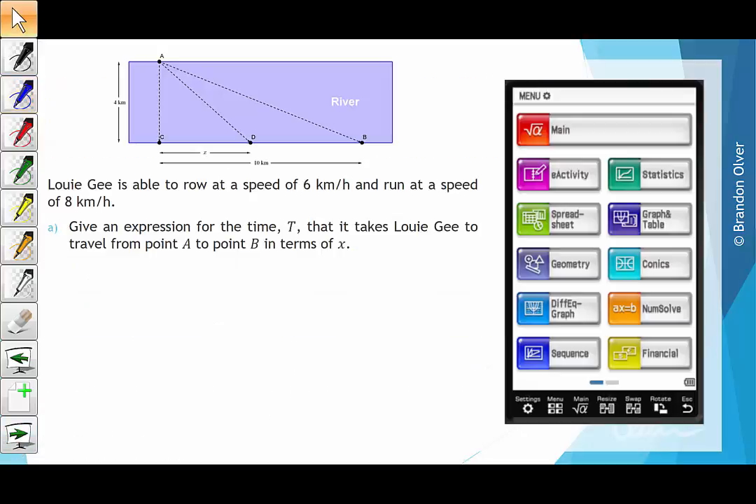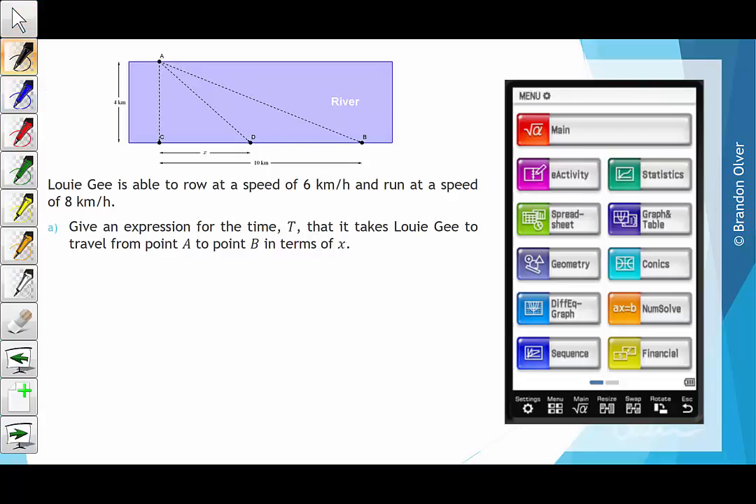Part A asks us to give an expression for the time t that it takes Luigi to travel from point A to point B in terms of x, where x can vary as the position where he lands between C and B. So the first thing we need to do is work out what the length of AD is.